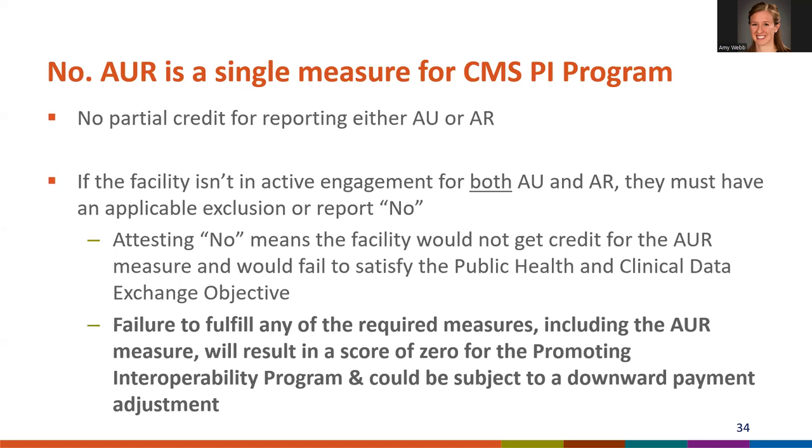And attesting no means the facility would not get credit for the AUR measure and would fail to satisfy the public health and clinical data exchange objective. Most importantly, as bolded on this slide, failure to fulfill any of the required measures, including the AUR measure, would result in a score of 0 for the Promoting Interoperability Program, and facilities could be subject to a downward payment adjustment.